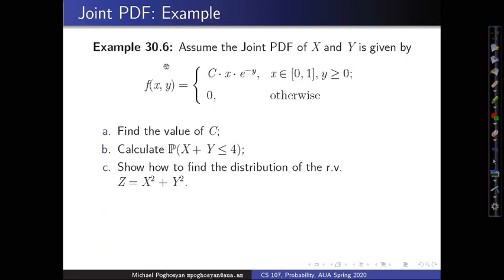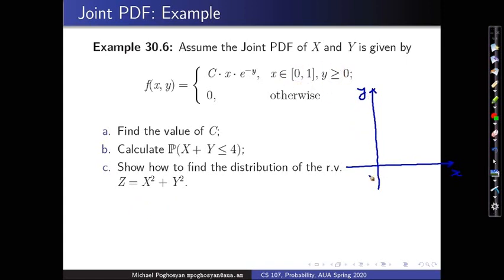The next is another example. Assume that the joint PDF of x and y is given by this formula. In this case, I have an infinite region, so let me draw that. Something like this. This is x, this is y. The support is this half strip.